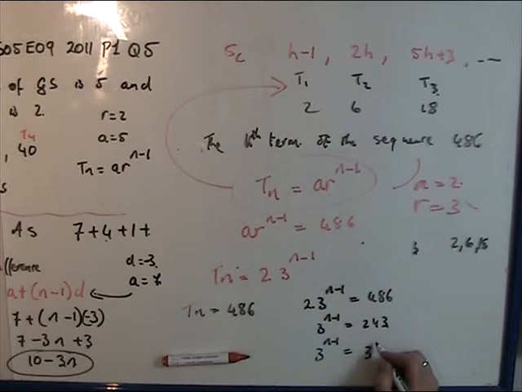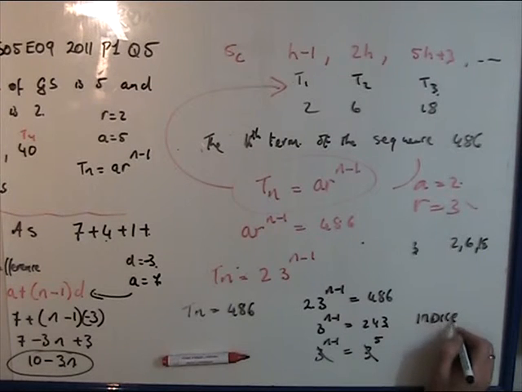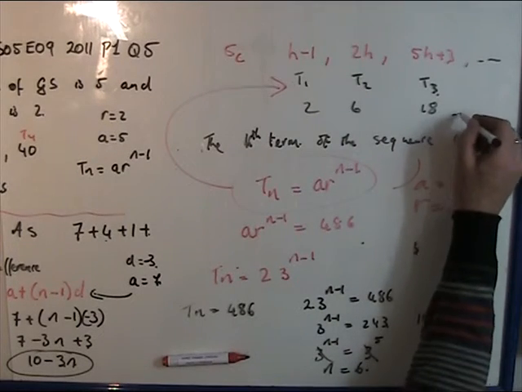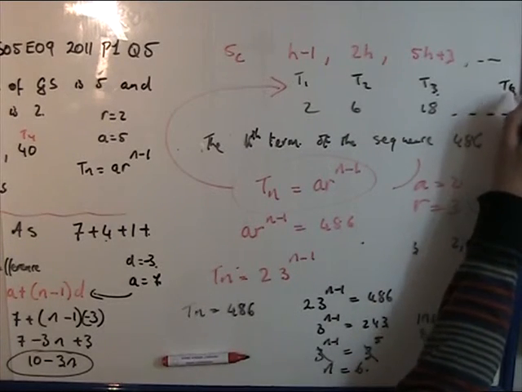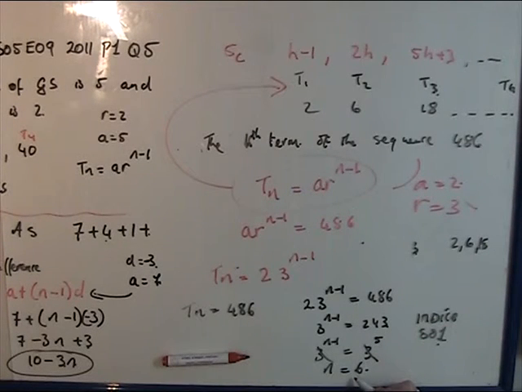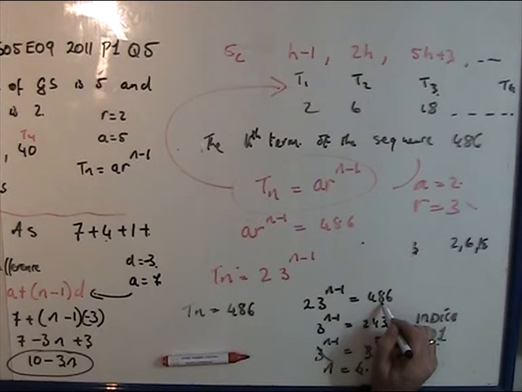If you use your calculator, 243 is 3 to the power of 5. Now I have the same base here, by the same rules. So n minus 1 is equal to 5, and n is equal to 5 plus 1, which is equal to 6. So in other words, term number 6 will give me 486.